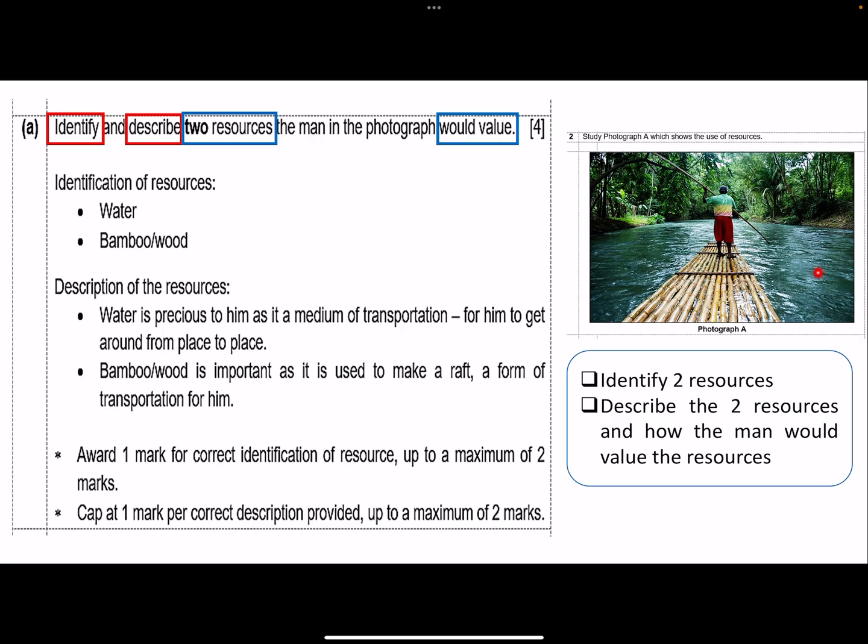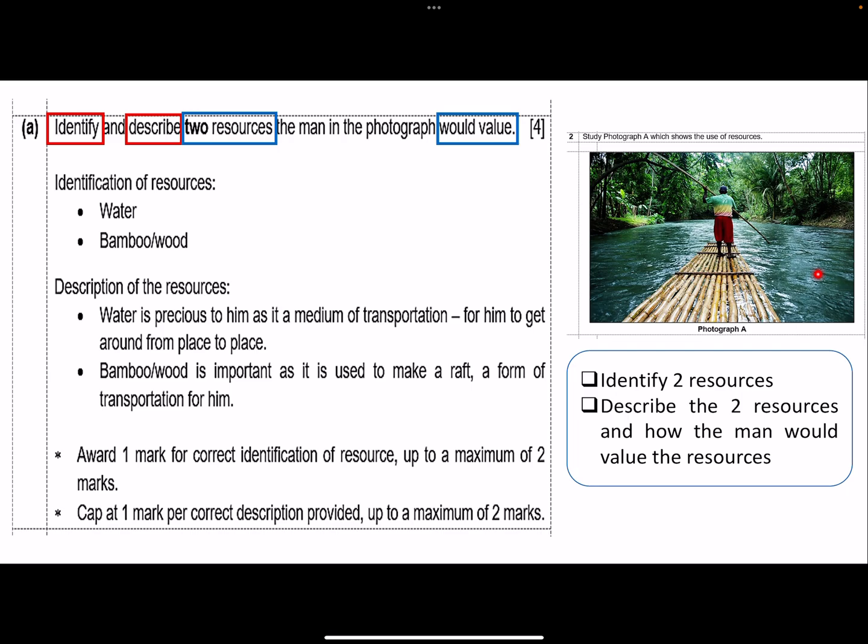So water is one of them, then the forest area, the bamboo or the wood, is the other natural resource available in the photograph. How would he use the water? Is it for transportation? Is it for drinking? These are all possible answers. How will he use the bamboo, wood, or the forest? What will it be useful for him? In this case, there's a very clear use. You can use the bamboo or the wood to make a raft for transportation. The water can also be a means of transportation because the raft needs to go on the water. Once again, these are the suggested solutions that we're looking for.